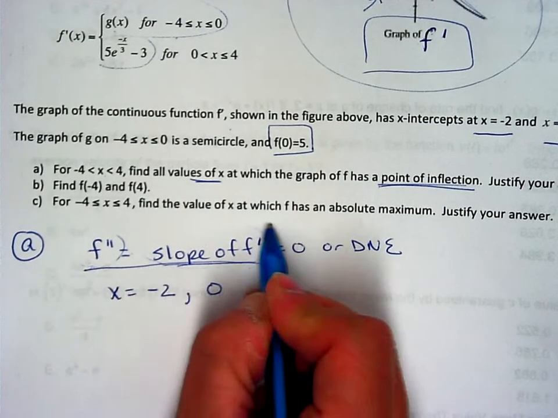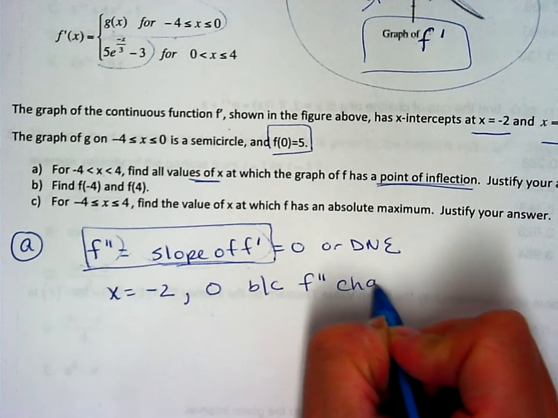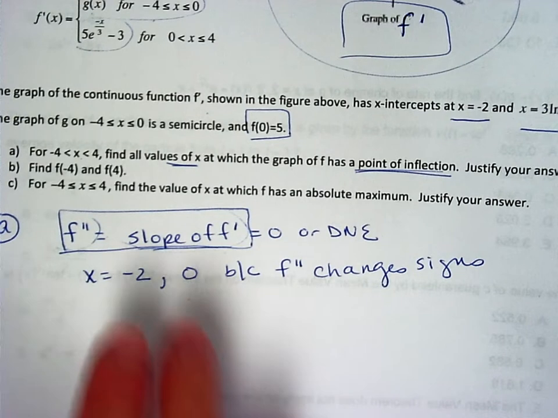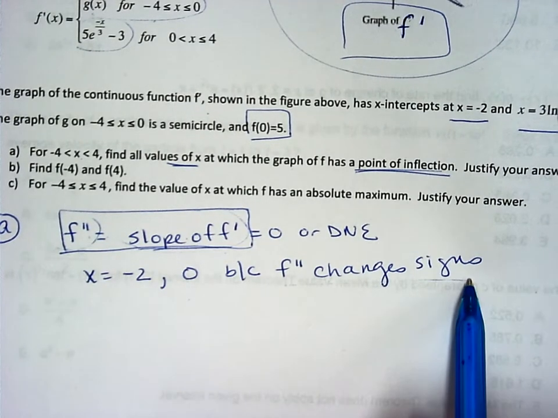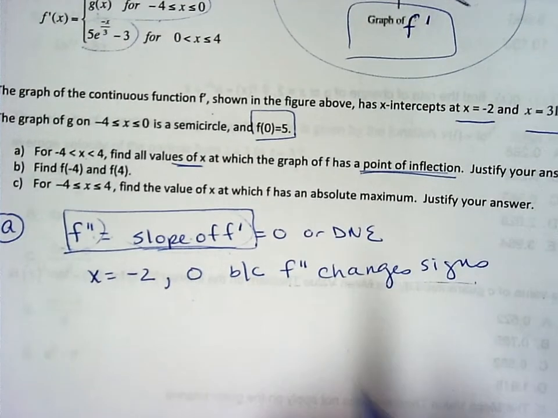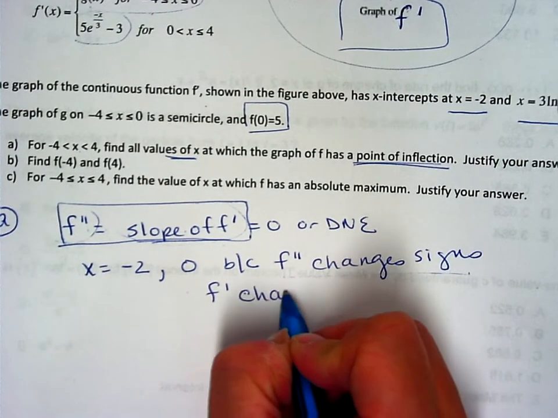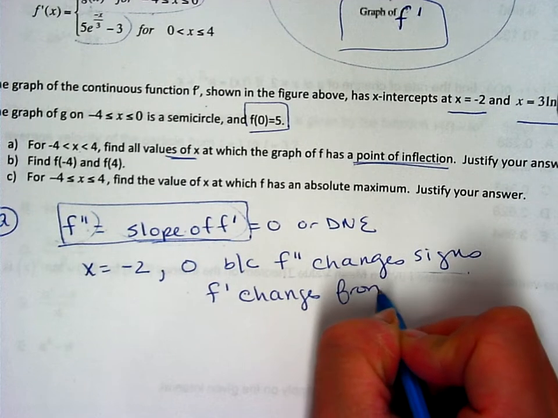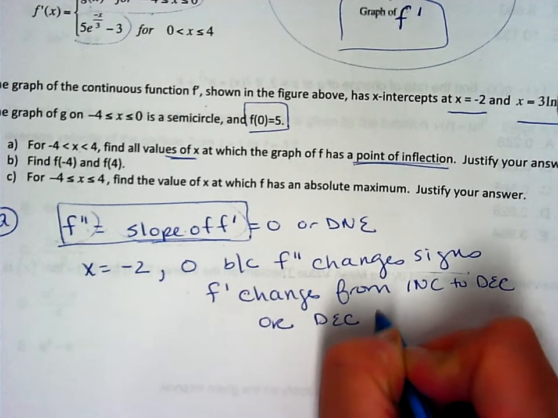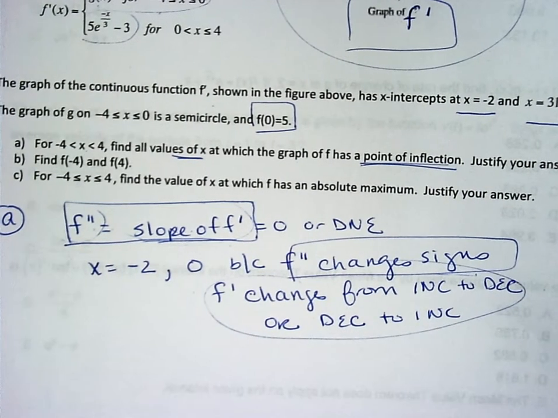So you can define this once, and you can say because f double prime changes signs. And you don't have to tell it what it changes from. Now, if you don't make this connection here and just put that here, then you would not get the full credit. You have to somehow make the connection to here. Or the other way you can justify it is you can justify it with f prime, but then you could say f prime changes from increasing to decreasing or decreasing to increasing. And that would be fine. So either this, showing this connection, or this statement by itself.